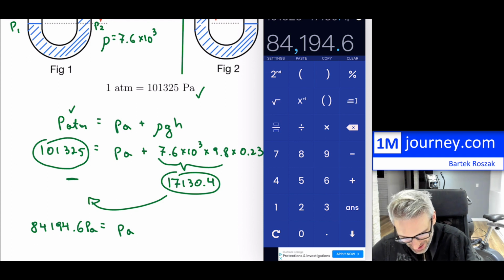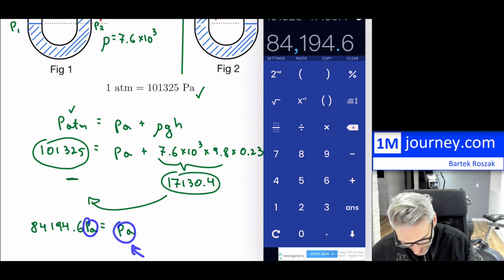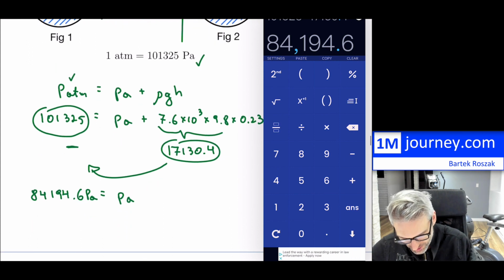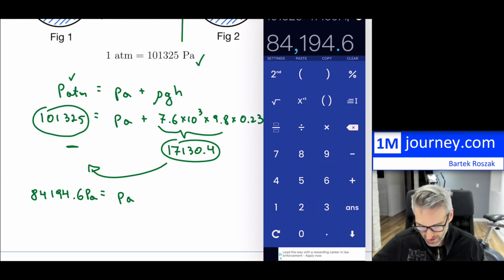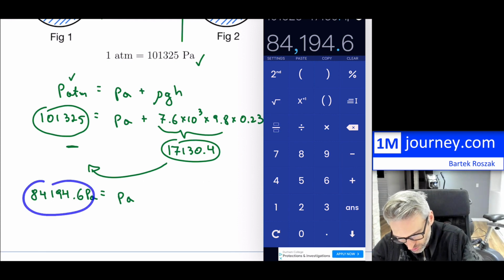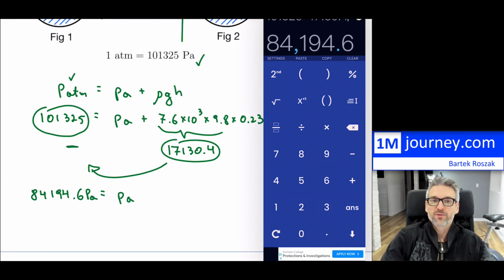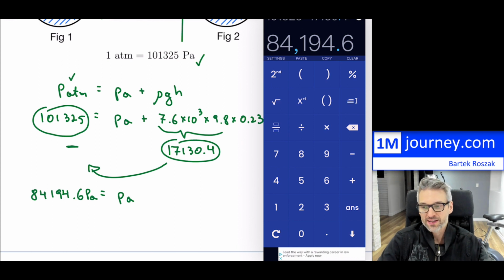Just be careful, because this is PA and this is Pa. This PA actually means the pressure A, so pressure applied. So this is what it would be. Notice that it is below the atmospheric pressure, right? So it is actually below it. And what that means is if you're below it, then your gauge pressure is going to be negative.